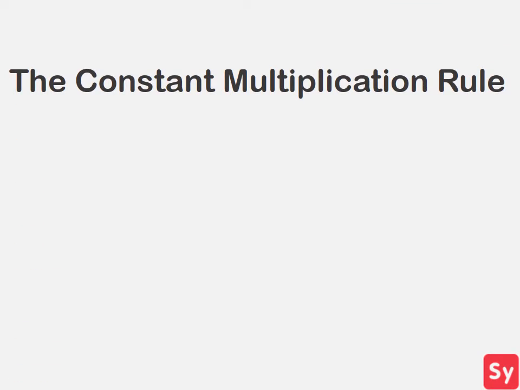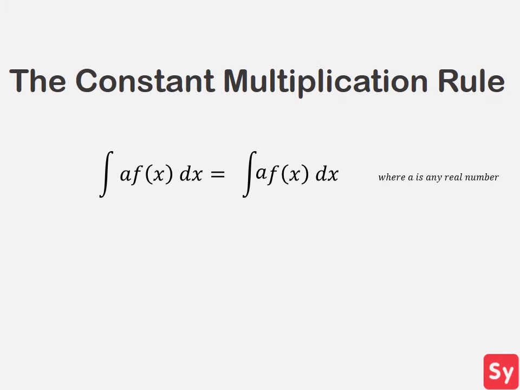The constant multiplication rule is a pretty simple rule, but make sure you review the power rule before you go on to this rule. Here is the rule. The rule says if there is a constant a times a function inside an integral, you can pull out the a and times it by the integral of the function.